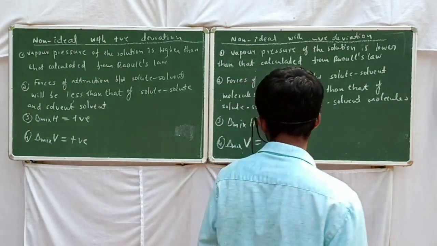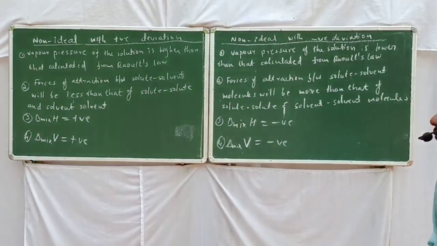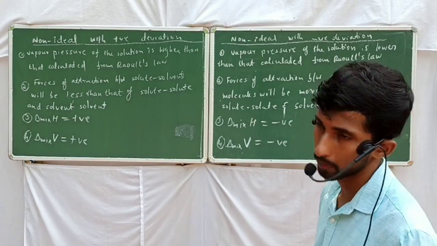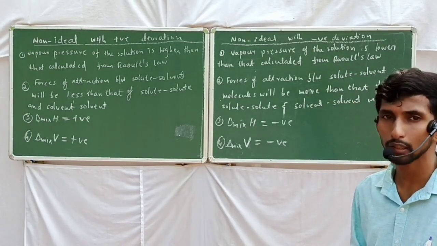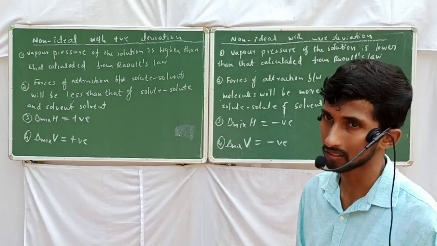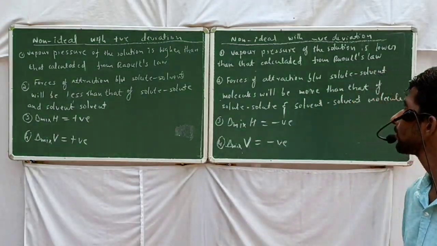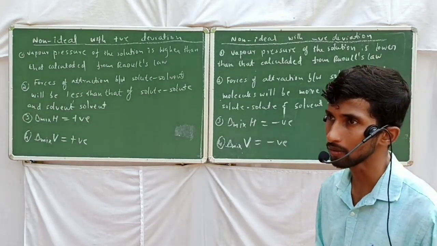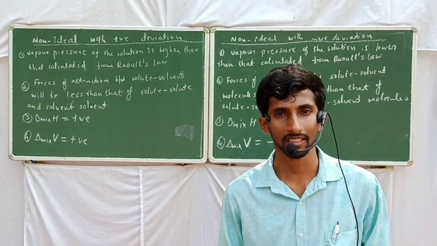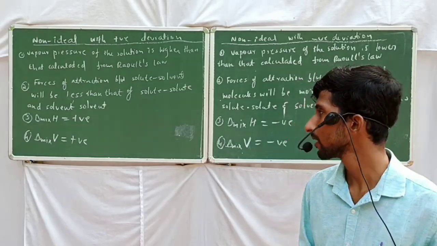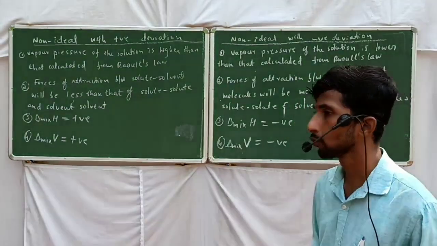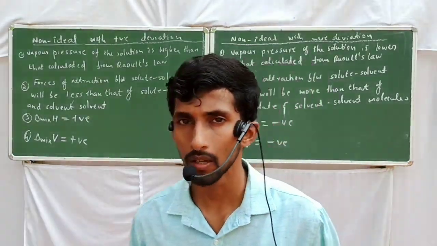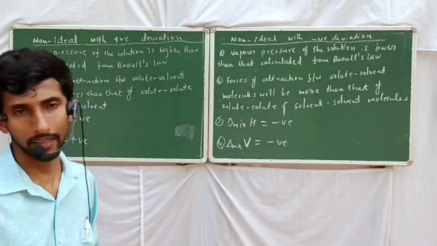Next, the third point is about heat change on mixing. In the case of positive deviation, heat change on mixing is positive, meaning the dissolution process is endothermic. In the case of negative deviation, heat change on mixing is negative, meaning the dissolution process is exothermic. Next, in the case of positive deviation, volume change on mixing is positive. In the case of negative deviation, volume change on mixing is negative.